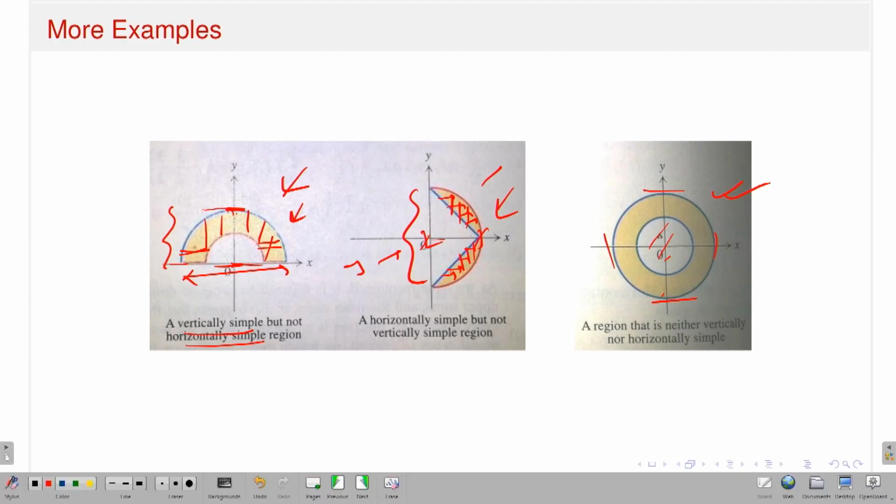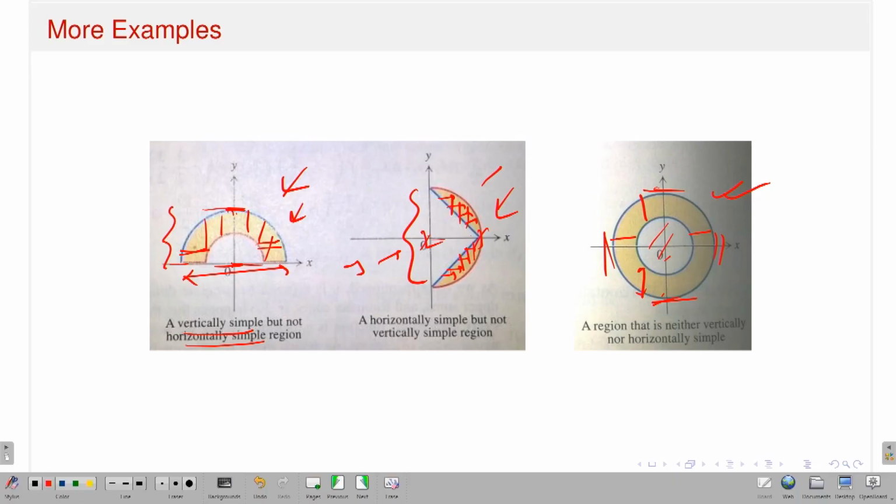Horizontally simple means what? That means y is fixed, that means the y range is fixed, okay. So, x should vary from one curve of y to another curve of y, but now it differs. In the left hand side it varies from here to here, and on the right hand side it changes. And similarly, if I have x fixed, in the upper half you will have this to this, and in the lower half this to this. So, this changes. Therefore, it is neither vertically simple nor horizontally simple.